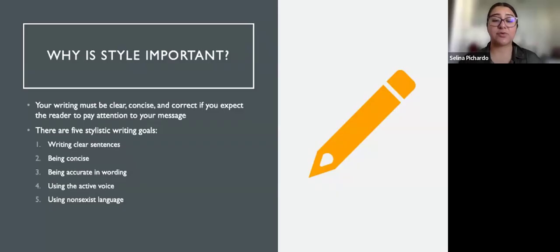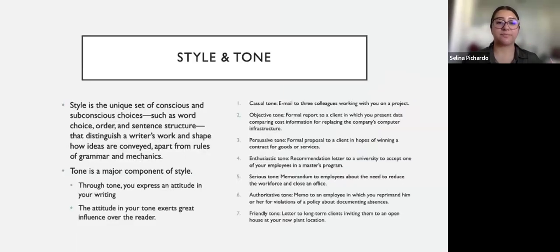So, the main purpose of this, we're going to be focusing on five stylistic writing goals: writing clear sentences, being concise, being accurate, using active voice instead of passive voice, or when to use passive voice, and using non-sexist language. So, let's go ahead and dive into it.